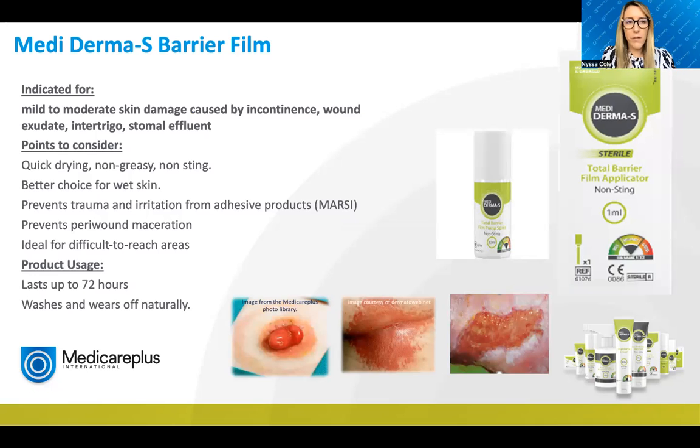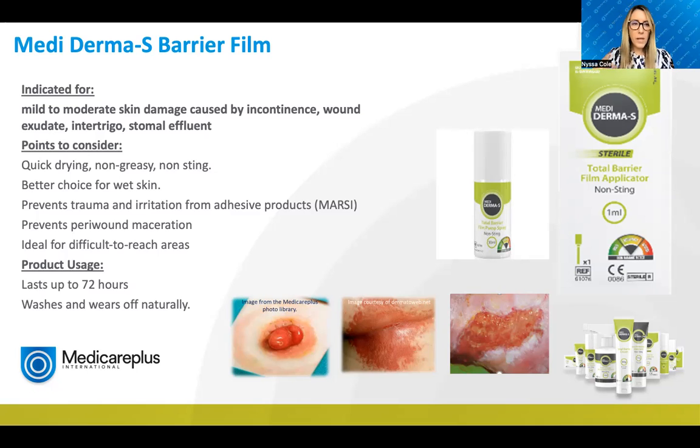Now, I love the barrier film products because they're really suitable for absolutely everything. Mild to moderate skin damage. So moderate is when the redness is starting to increase and the skin has started to break down. And this can be caused by incontinence. We can use this in wound care, peri-wounds, brilliant for that intertrigo, that perspiration, used a lot in stoma care as well.